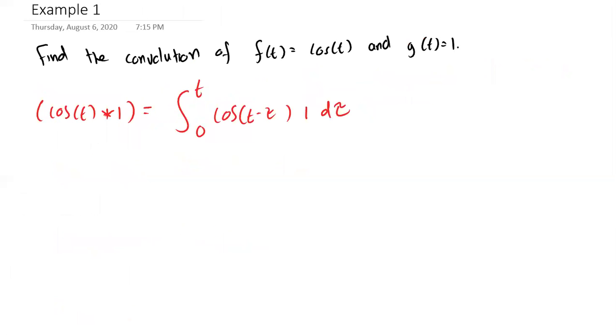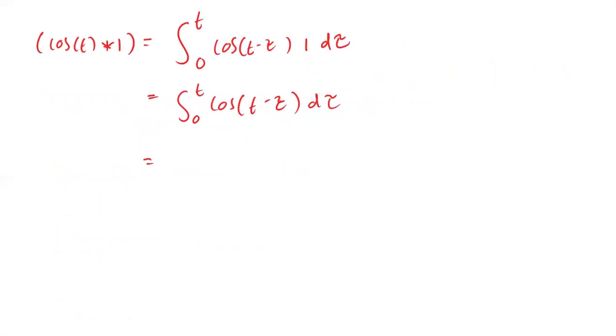Okay, so let's evaluate this. Of course, 1 times anything is just itself, so we get the integral from 0 to t of cosine of t minus tau, d tau. Now this is just a calc 1 exercise, right? So just find an antiderivative. One is given by sine of t minus tau. So this is sine of t minus tau, evaluated from 0 to t. And what do we get? Simplify this, you just get sine of t.